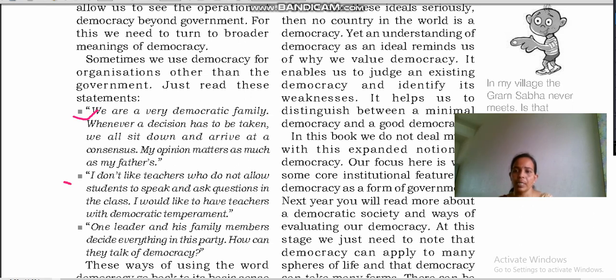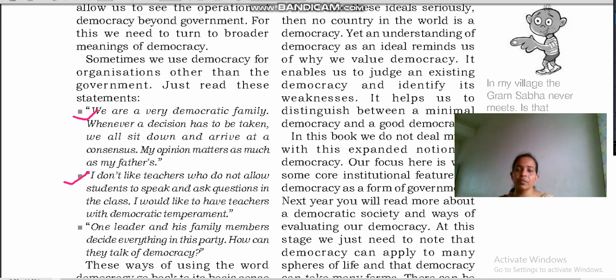Next, we again listen: I don't like teachers who do not allow students to speak and ask questions in the class. I would like to have teachers with a democratic temperament. So we like teachers who allow you to speak, to express, to ask questions. If a teacher is not allowing you to ask questions, at that time you don't like that teacher. So you like the democratic teacher.